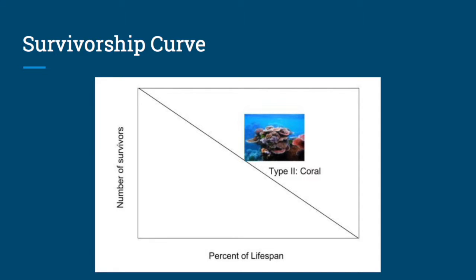This is a type 2 survivorship curve for coral, showing that throughout the lifespan of the coral, the death rate is relatively constant. This is a similar survivorship curve to animals such as squirrels and birds.